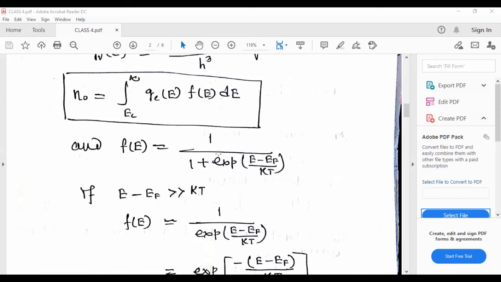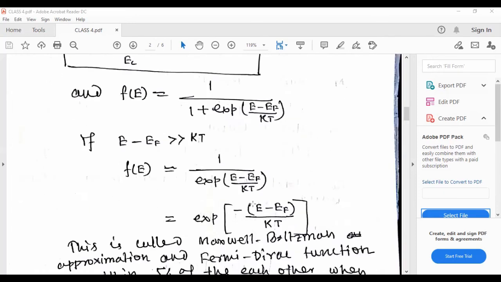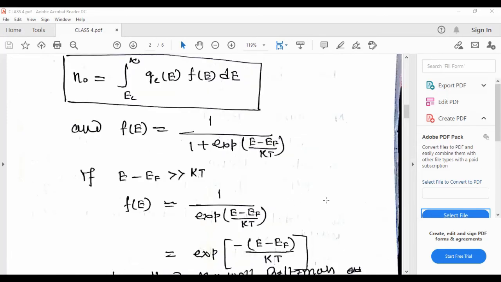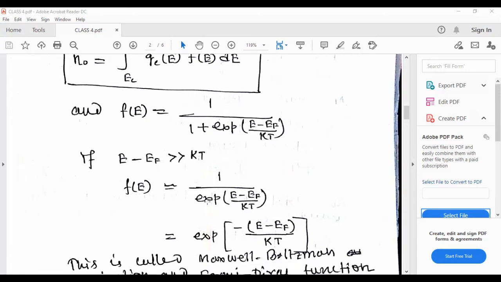So under this consideration, we can write 1 upon 1 plus exponential of something as 1 upon exponential of something, by neglecting this 1 here, and that means exponential of negative something. This approximation is basically called the Maxwell-Boltzmann approximation, under the consideration that E minus EF is more than KT, at least 3 KT.